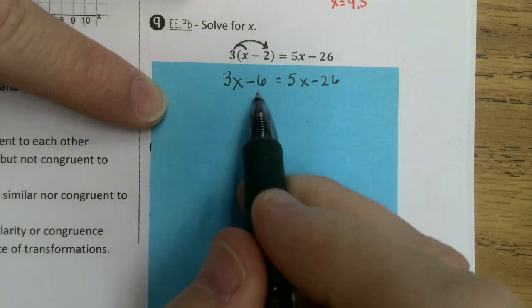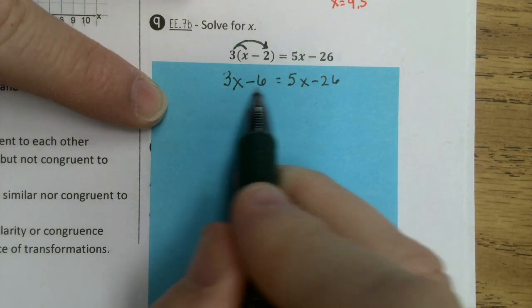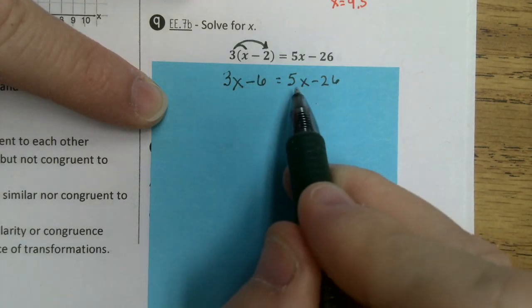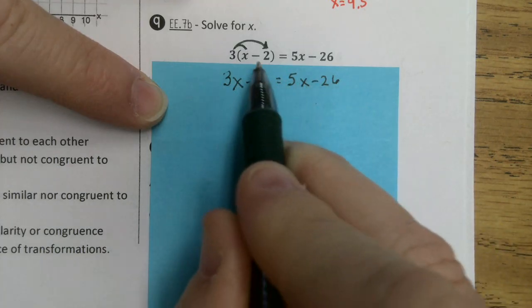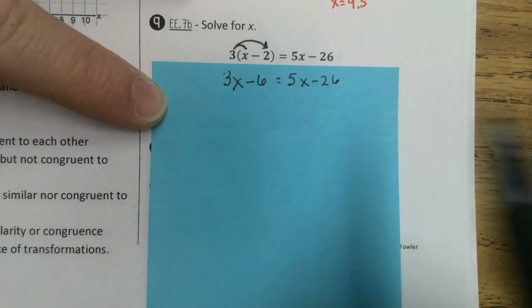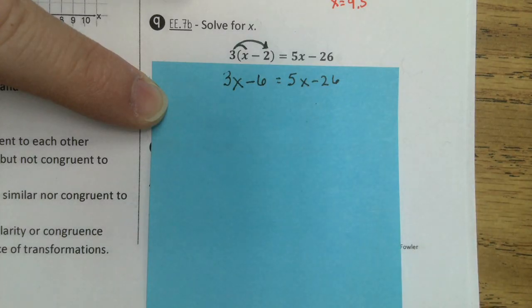The next thing we would do is we'd look on the left-hand side and say, can I combine any terms there? No, I can't. Can I combine any terms on the right-hand side of that equal sign? You can't do that either. So distribute first, look to combine like terms on each side would be my second step.